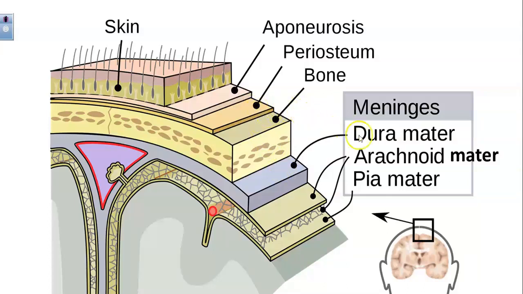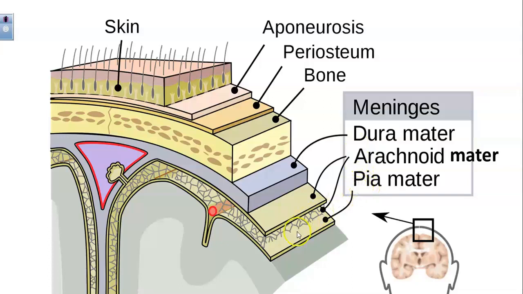And so you have three different layers. You have the dura mater, the arachnoid mater, and the pia mater. You can remember DAP, D-A-P. That is from the outside in, so superficial into deep.